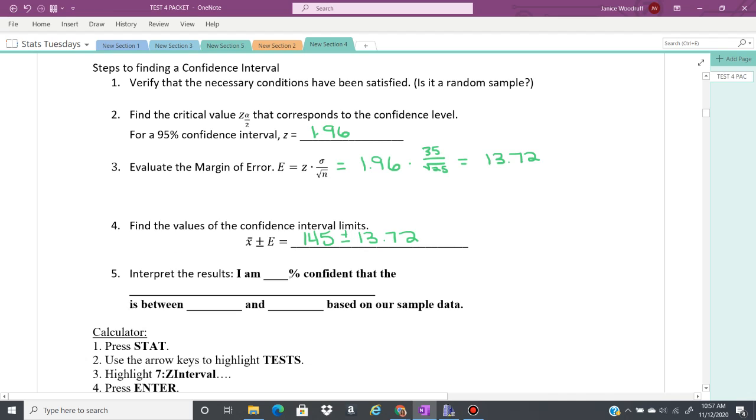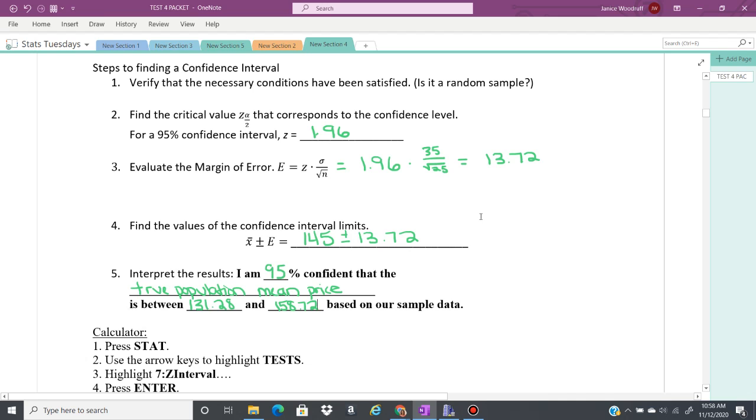And then we have here, interpret the results. I am 95% confident that the true population mean price is between 131.28 and 158.72, based on our sample data. So that's the 5 steps to finding the confidence interval for part C there.